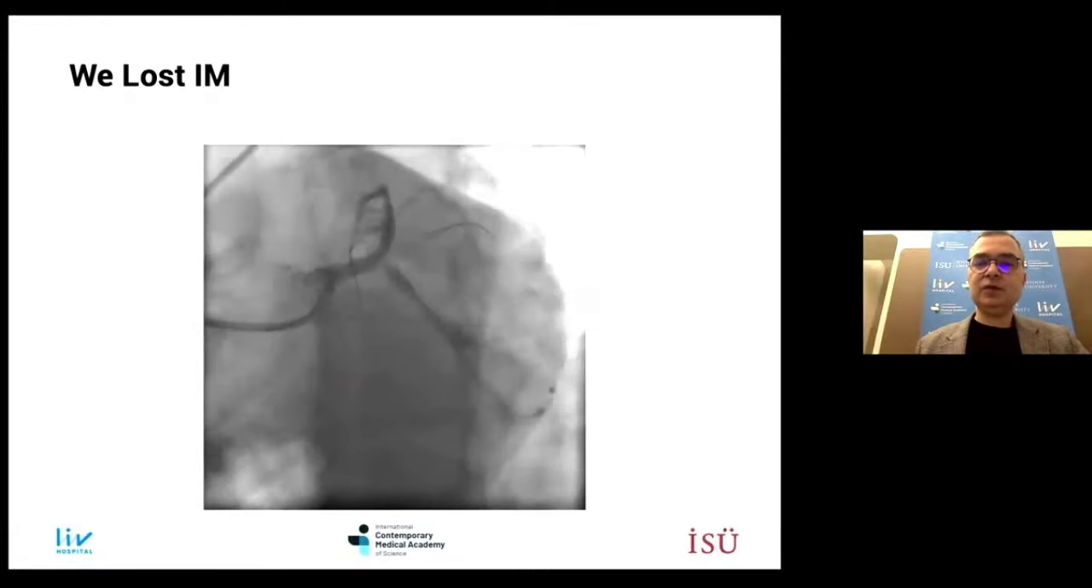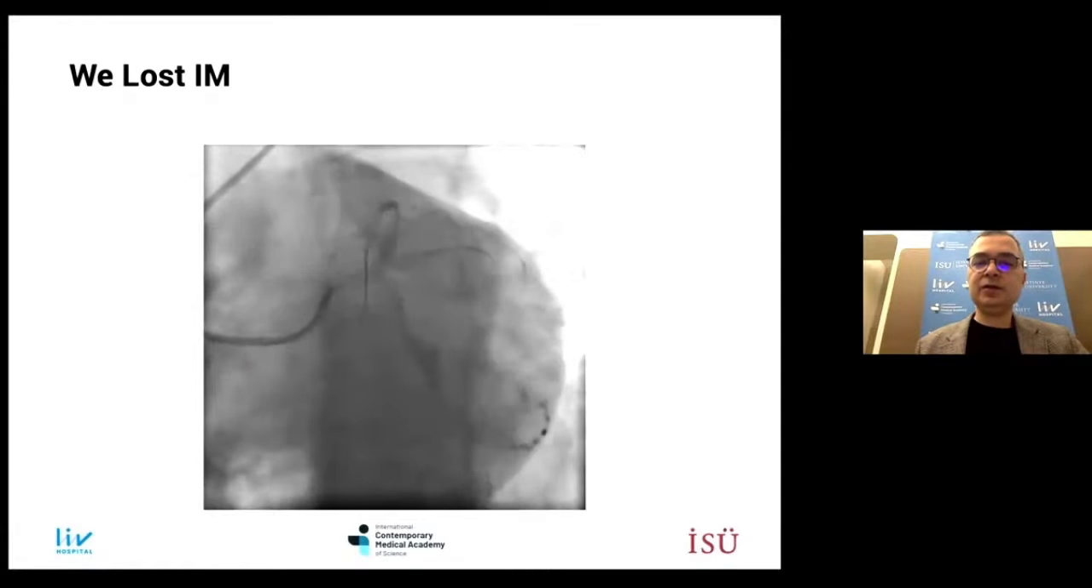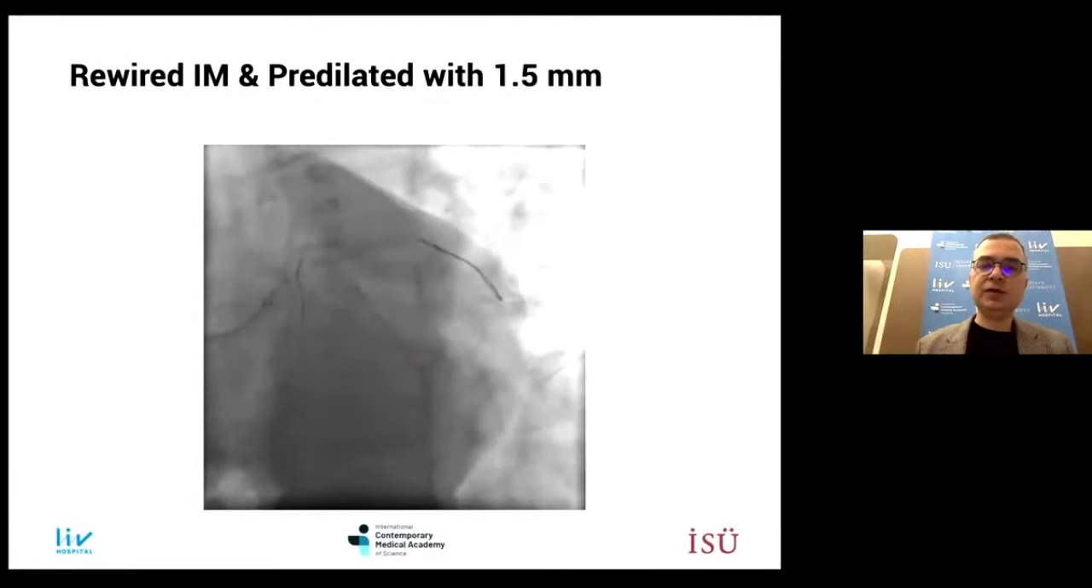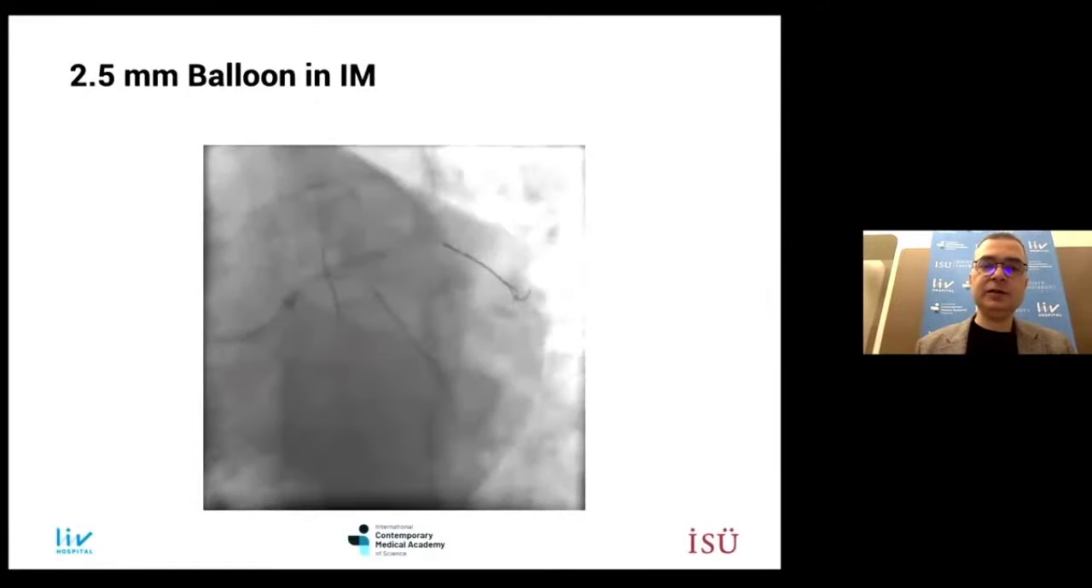And we tried to advance another guide wire to the intermediate branch. And we succeeded in rewiring this intermediate branch, and we pre-dilated it with a 1.5 millimeter balloon, just right at the ostium of the intermediate artery. And then we advanced the 2.5 millimeter balloon to the intermediate artery and dilated it there.